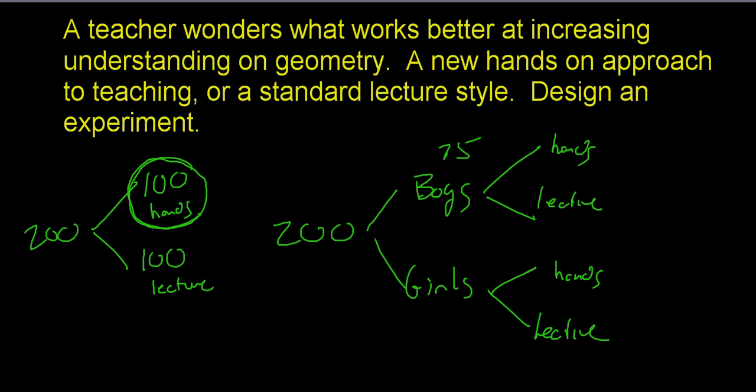They don't have to be equal. Obviously, you can't split up 75 in two equally, so one group has one more kid than the other. What are you going to do? And then I would do the same thing with the 125 girls. The point is, that's how you make it random. It's got to be random at all times.